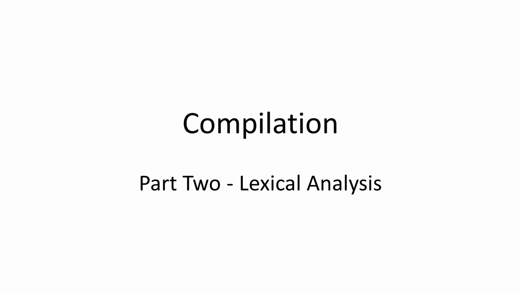This is part 2 of a series of videos about compilers and the compilation of programs. This video focuses on the tokenization of source code and the role of the symbol table.